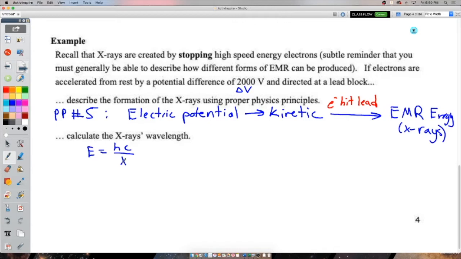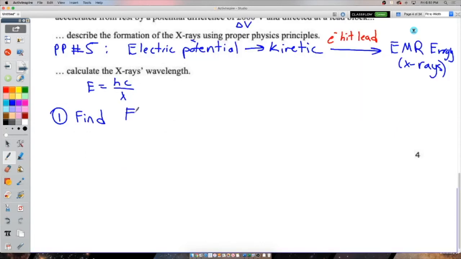You bet, right? That was the idea here. We know where it all came from, so let's go get it. Find the energy. So really, the energy that becomes the EMR is the kinetic energy of the electrons. But the kinetic energy will be the same as the electric potential that it got accelerated through, right? So we can just find that and we're done.